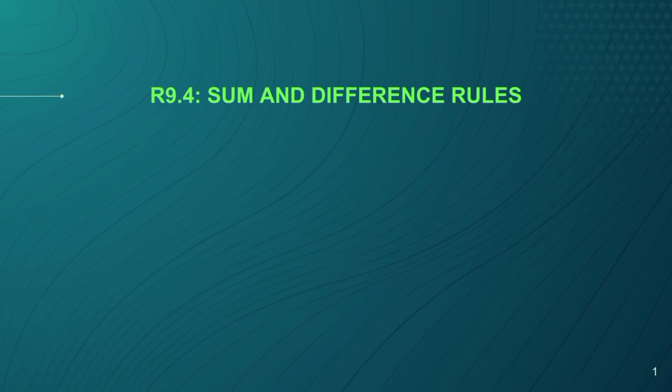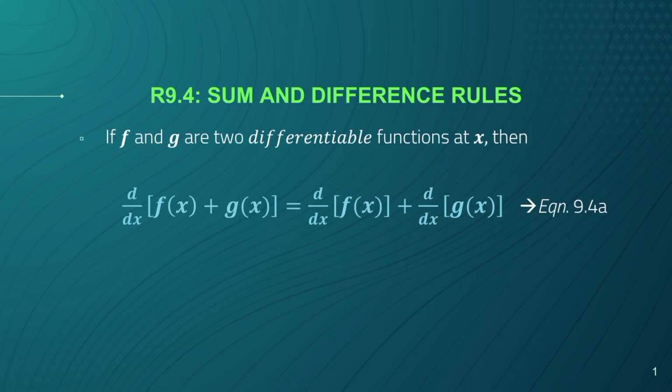The sum and difference rule. So here's the definition. If f and g are two differentiable functions at x, then the sum rule, first: d over dx of the function f of x plus g of x is equal to d over dx of f of x plus the derivative of the second function g of x.